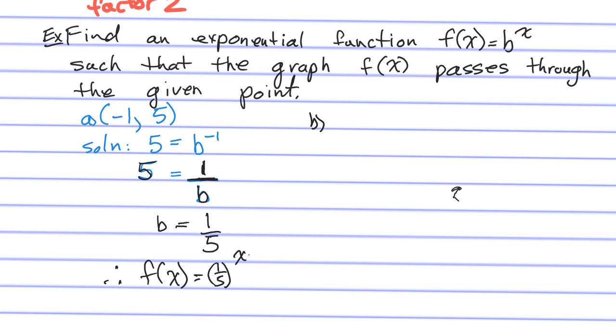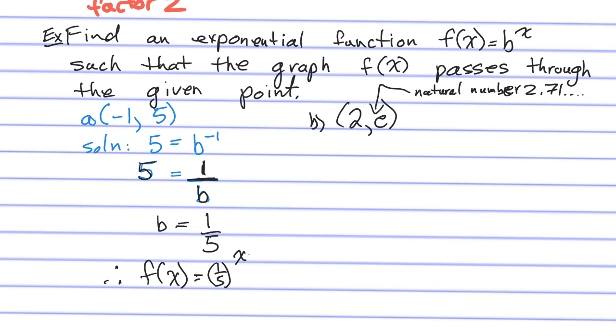Let's say I have another problem, B, and it's the point 2, e. E is what we call the natural number. It's approximately 2.71, and it goes on forever. It's a transcendental number, very similar to pi. So you just need to be able to recognize that that is a basic number.